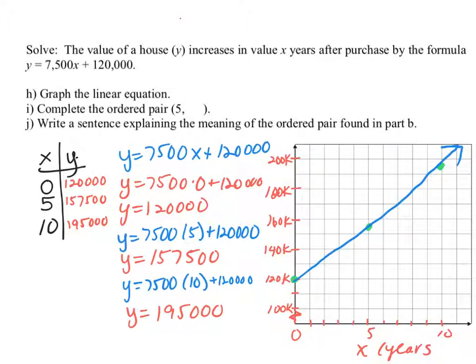In part B, we want to complete the ordered pair 5, comma, something. Well, in this case, we've already used that value in our table, so that ordered pair can be written as 5, comma, 157,500. And then we want to write a sentence explaining the meaning of the ordered pair found in part B. And we can say that after 5 years, the house's value increased to 157,500.